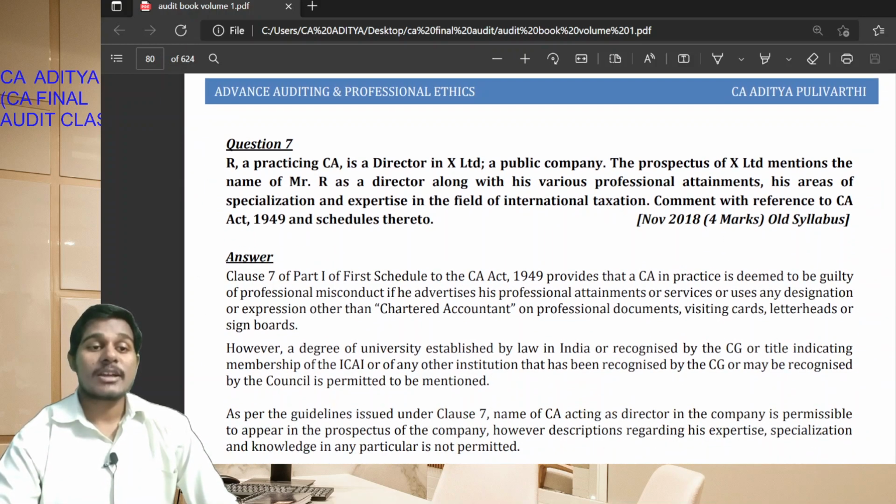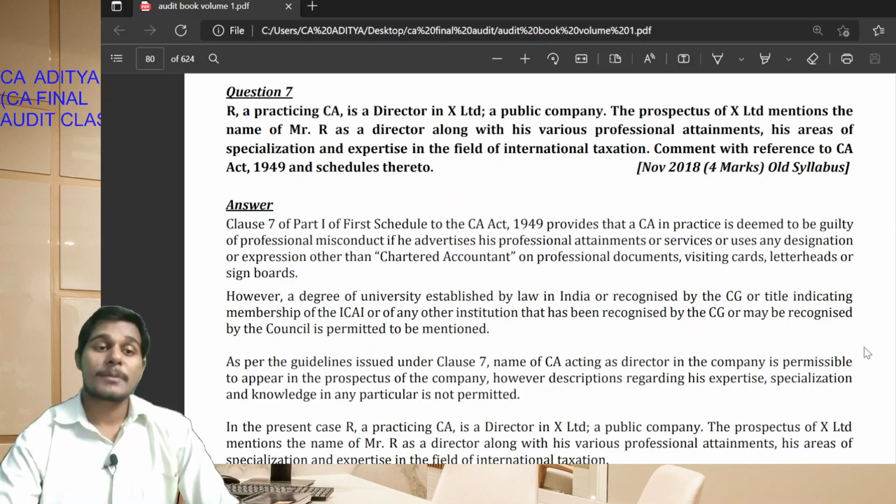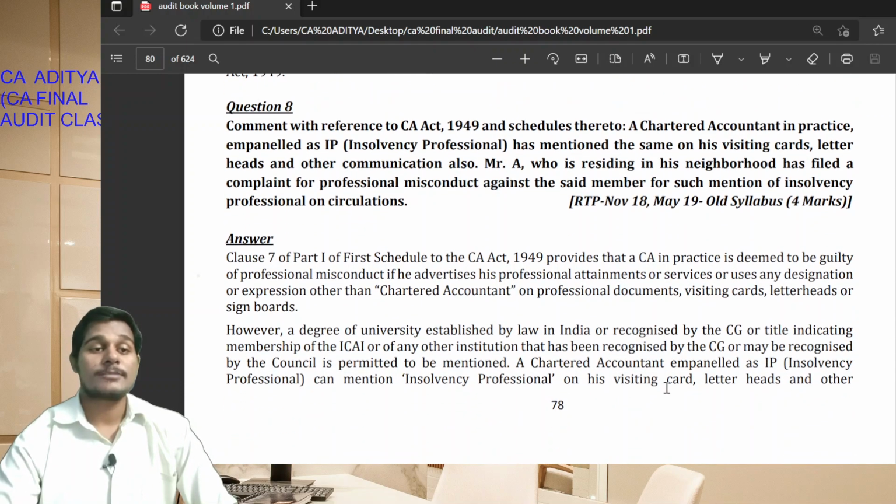A practicing chartered accountant is a director of X Limited. The prospectus of X Limited mentions the name of Mr. R, a director, along with his various professional attainments, his areas of specialization and expertise in the field of international taxation. See, he is showing his professional attainments in the prospectus. He should not show professional attainments and firm name in the professional document, that is the prospectus. Since he has provided them, he will be professionally misconduct as per clause 7 of Part 1 of the First Schedule to the Chartered Accountants Act.